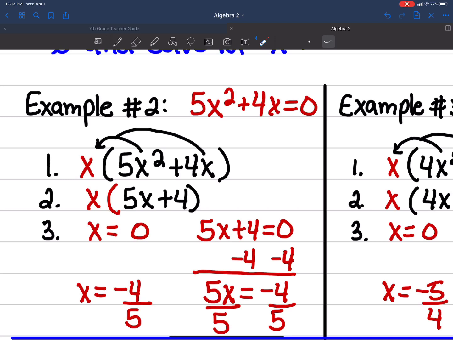Now, okay, so we have 5x squared plus 4x equals 0. Once again, step number 1 right here. We're going to factor out an x from both, and that'll leave us with an x out here. This one here will turn into that one, okay? We're basically subtracting an x from here, subtracting an x from there.